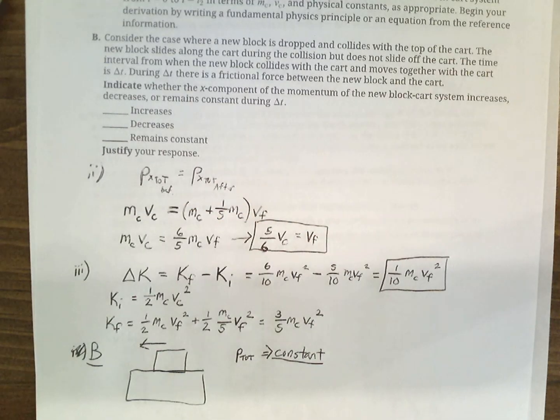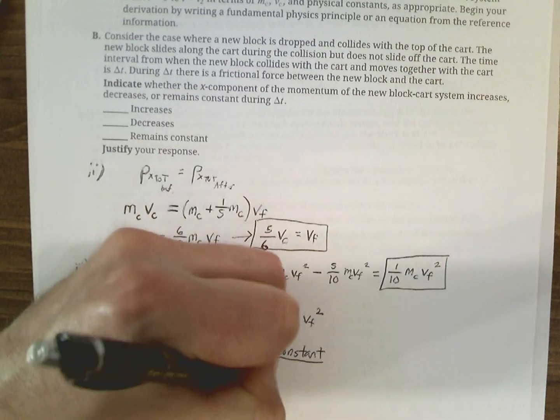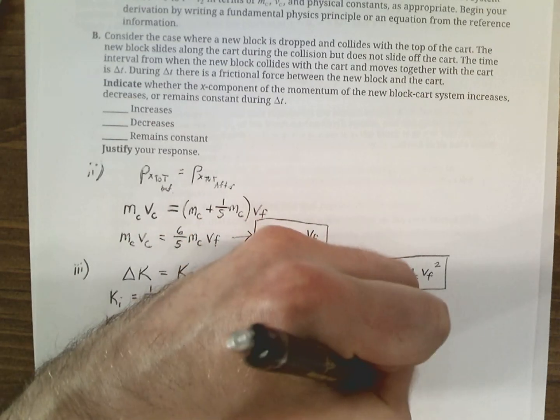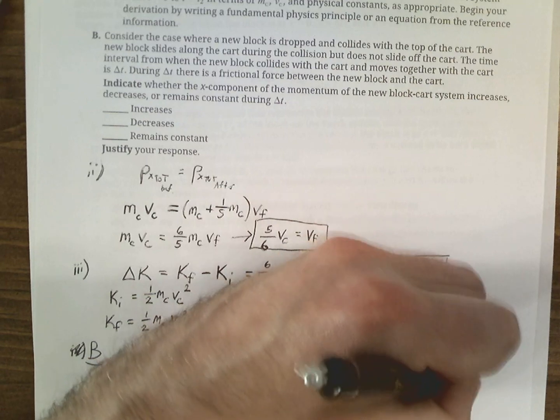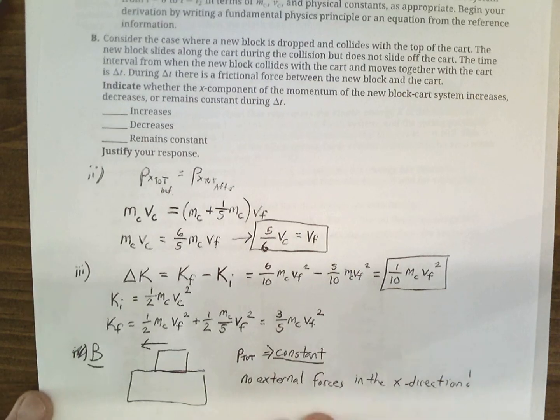We might get a different final speed for the carts, since one's moving backwards relative to the other. But this internal force would not change the momentum of the whole system, at least until the block on top falls off, which it says doesn't happen. So the total momentum should remain constant. There are no external forces in the x direction. All right, and that does it for problem 1.